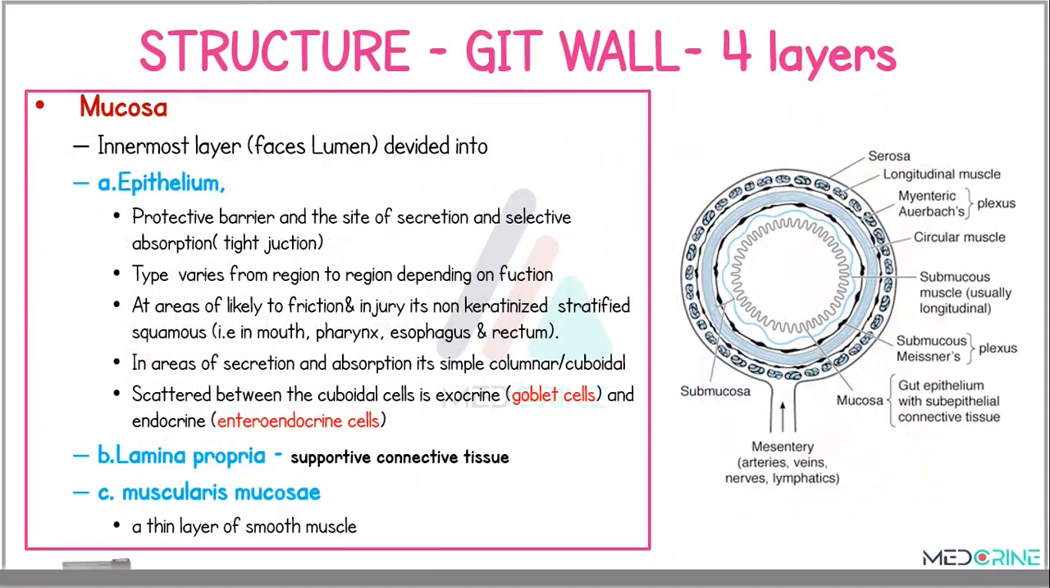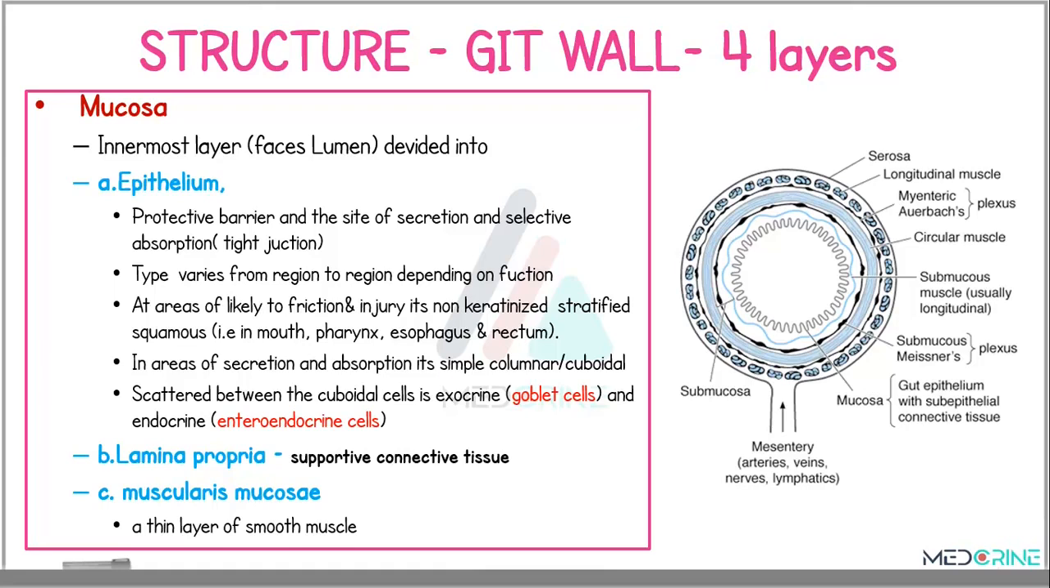Let us start by looking at the structure of the GIT wall. The gastrointestinal tract has 4 layers, and one of the layers is known as the mucosa. The mucosa is the innermost layer, or the layer which faces the lumen, and is divided into 3 layers. And it's divided into epithelium, the lamina propria, and the muscularis mucosa.